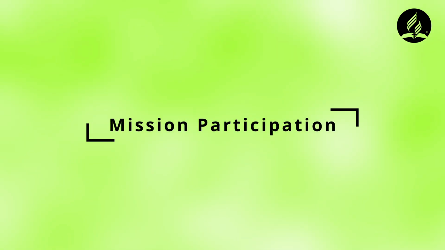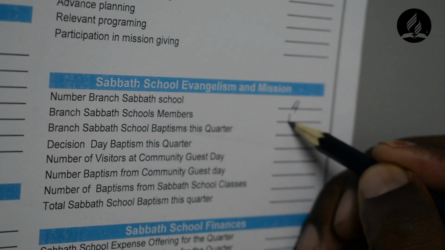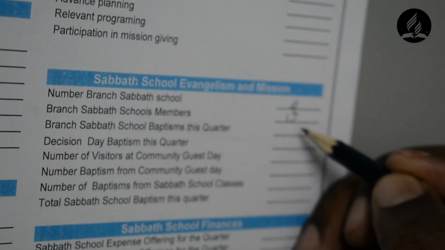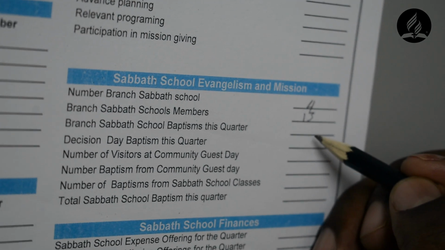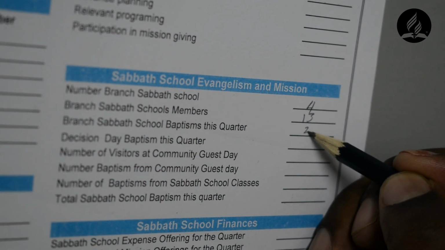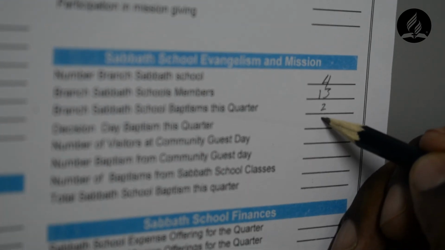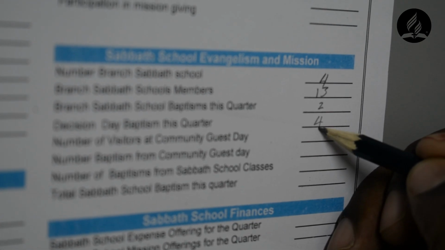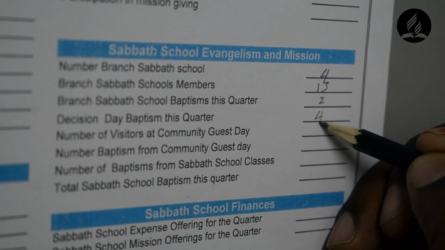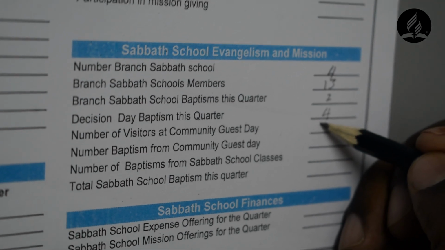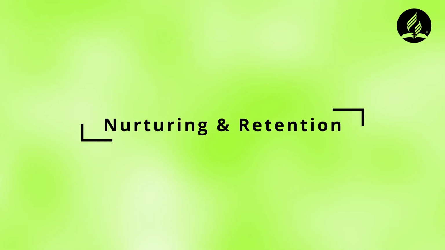Section 5, mission participation. Report the following: average daily lesson study participation, number of active branch Sabbath schools, participation in mission giving, number of branch Sabbath school baptisms, guest day visitors and baptisms, decision day baptisms, and total baptisms for the quarter.